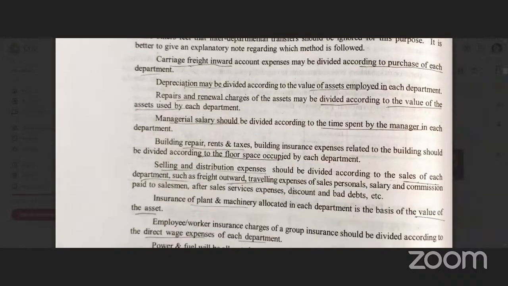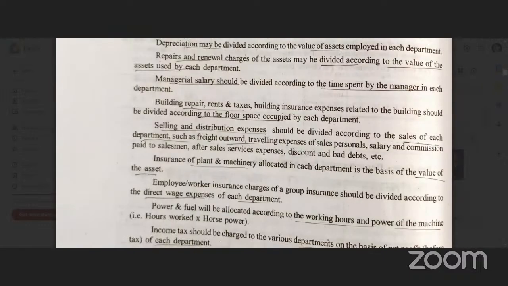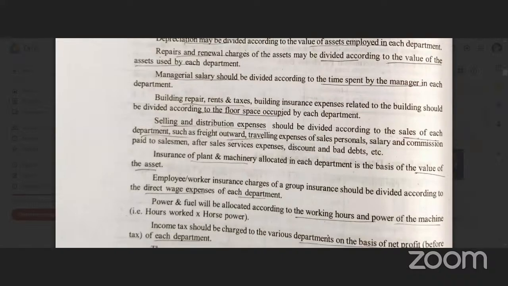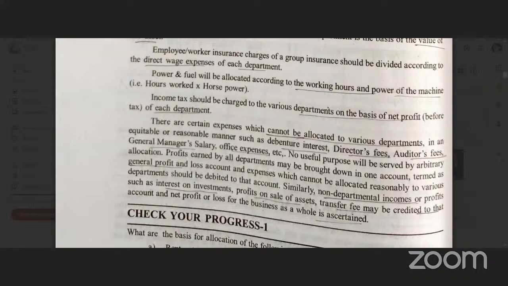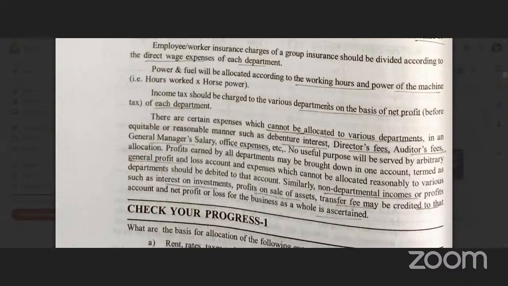And there are certain expenses which we cannot allocate to any particular department. These are general expenses like income tax, director fee, auditor fee, manager's salary, general manager's salary, office expenses, whatever there are. Those expenses are to be taken as general, cannot be allocated, and to be taken on a total basis. Understood? Now let us see one sum.